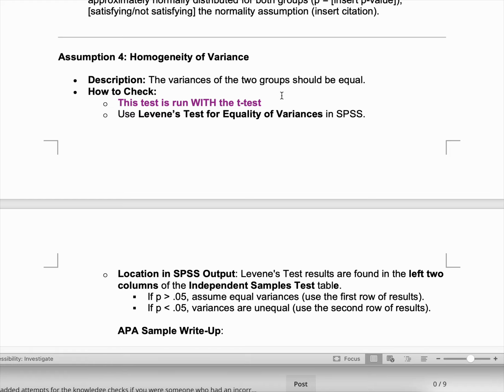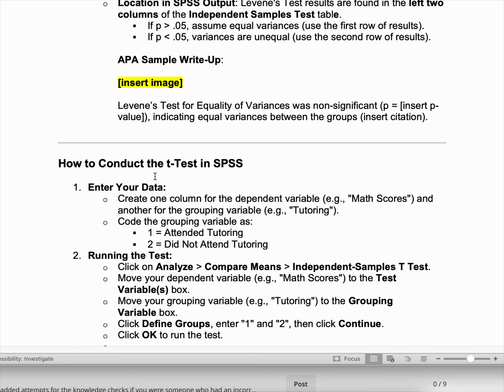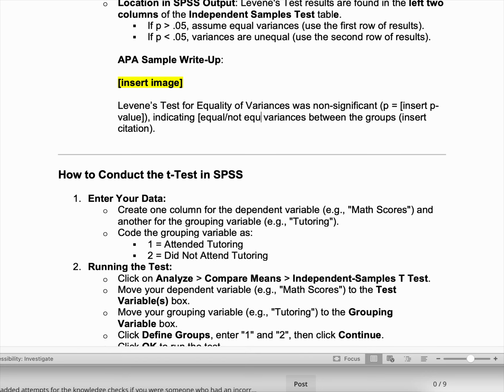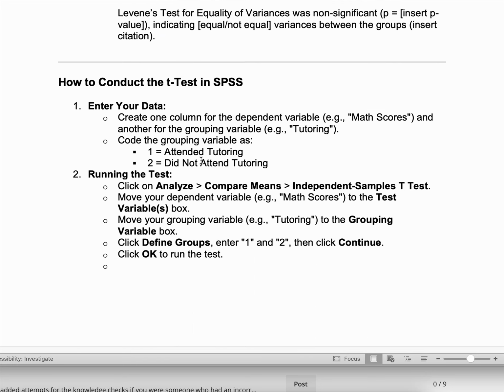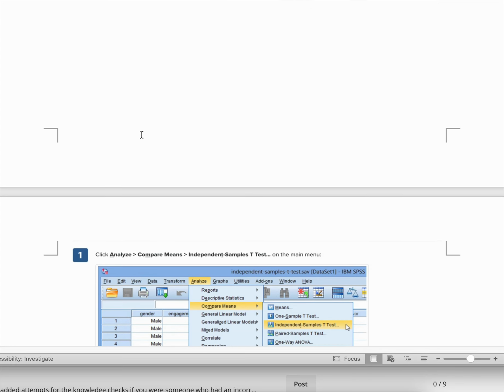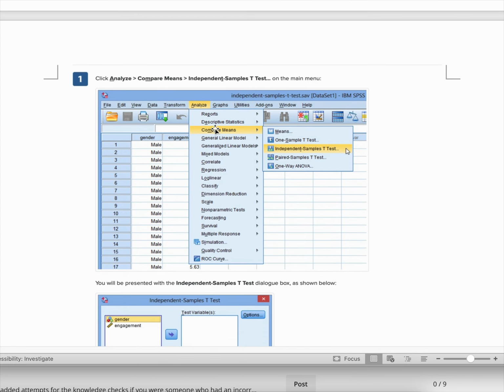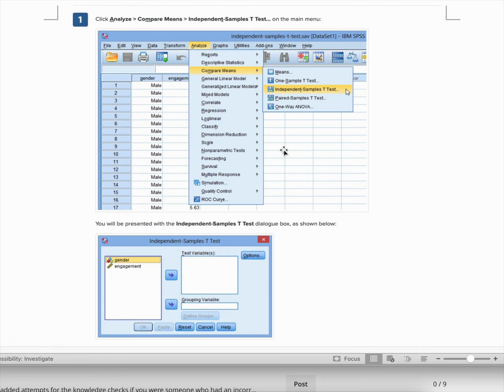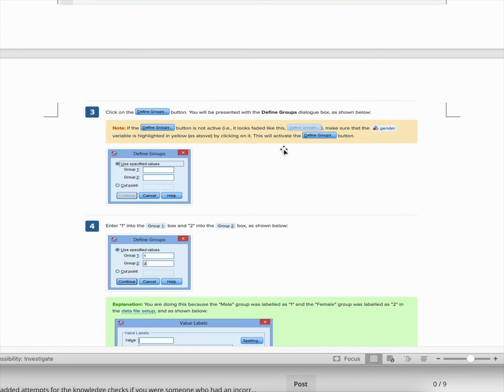You're going to have to scroll down and actually conduct your t-test. Then you will put your image for the Levene's table here, and then you will fill in your description here and do your write-up with your citation. So I've got just kind of a brief look at this, but I also have the screenshot. So I'm going to go to compare means, independent samples, and I'm going to follow those steps.